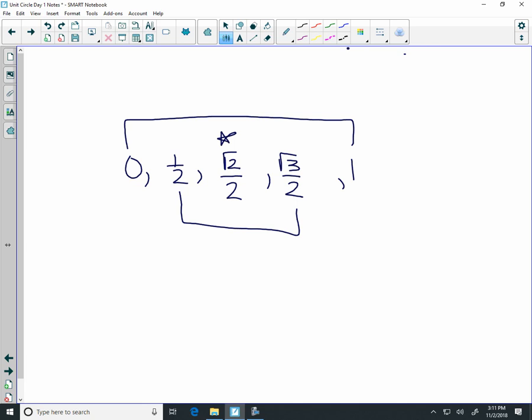The other thing about this is that I ordered these purposely from smallest to biggest. So if you're thinking about the unit circle and you're thinking about over and up, if you're going over a little and up a lot, then that's going to be 1/2, radical 3 over 2. Over a little, 1/2 is a little, up a lot. If you're going over and up the same amount, then that's going to be radical 2 over 2. So use that to help you.